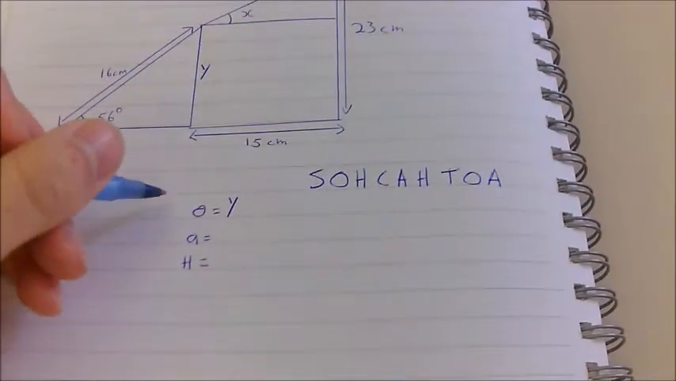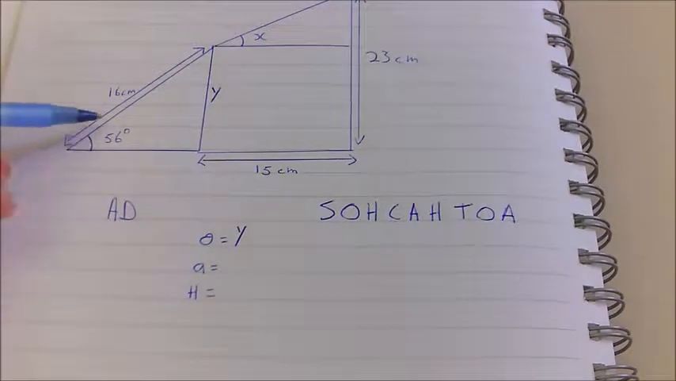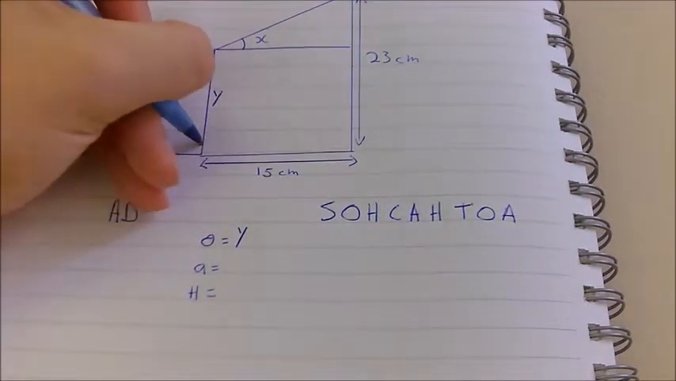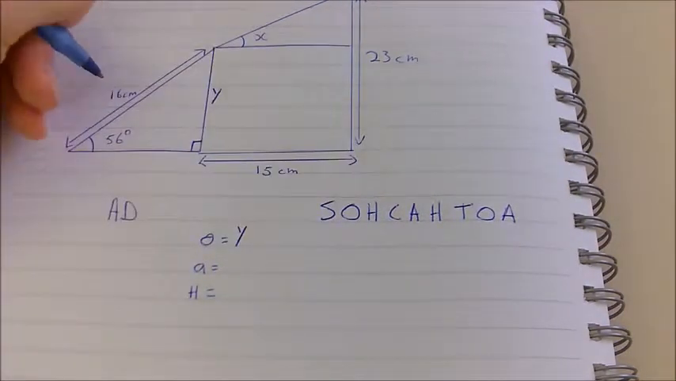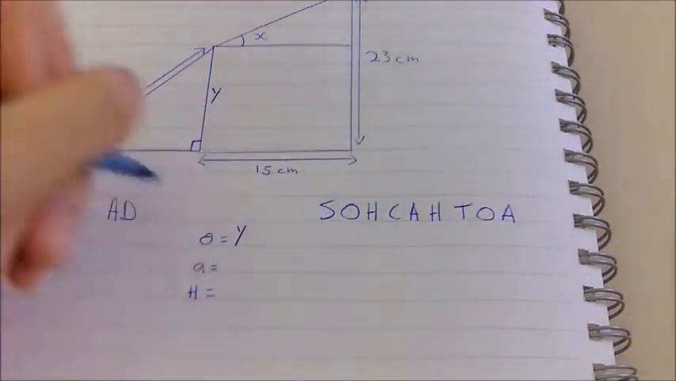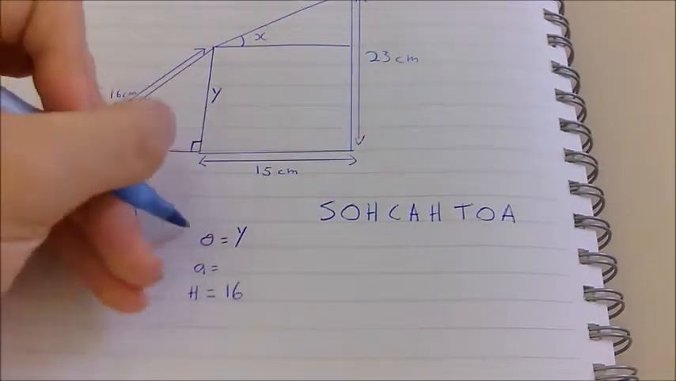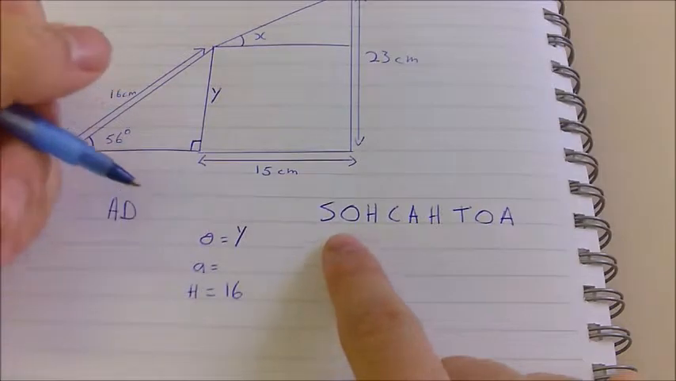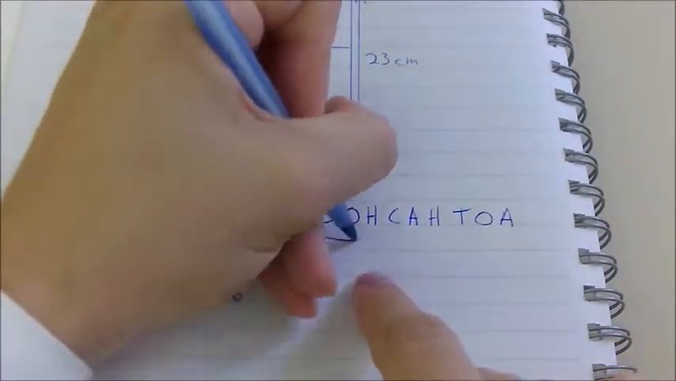and I know the hypotenuse, because this is the right angle here. So this is going to be the hypotenuse. So I know the hypotenuse is 16. So I've got O and H. So O and H means I'm using SOH.